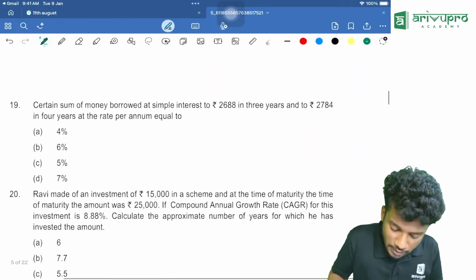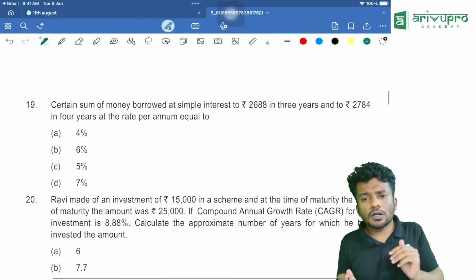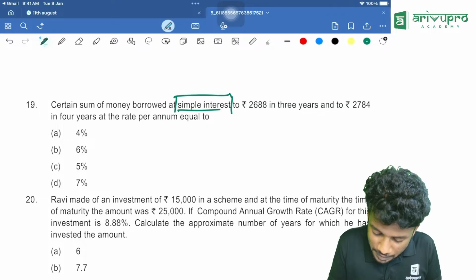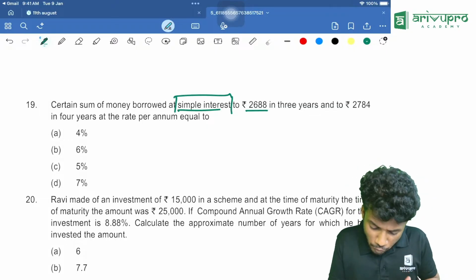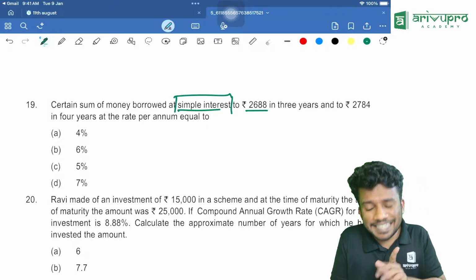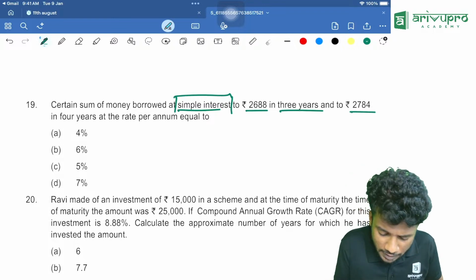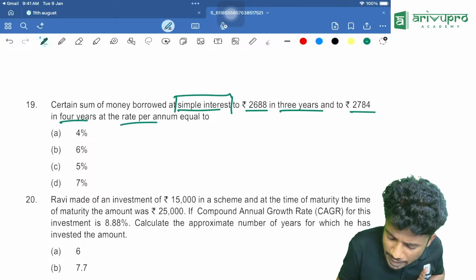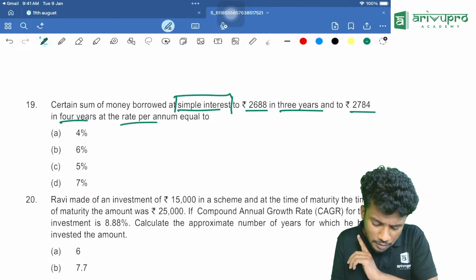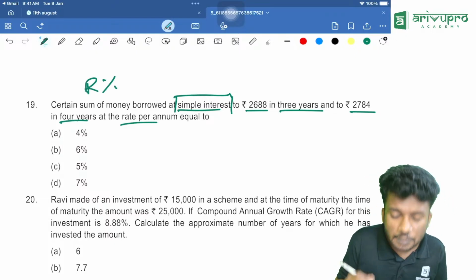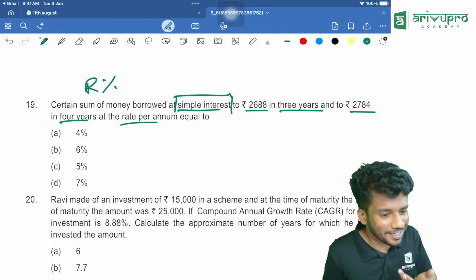Yes. Next question. A certain sum of money is borrowed at simple interest. So finally we are going to a simple interest question. It amounts to 2688 in 3 years and to 2784 in 4 years, at a rate per annum equal to what? They are asking us to find the value of the rate percentage, R percentage.